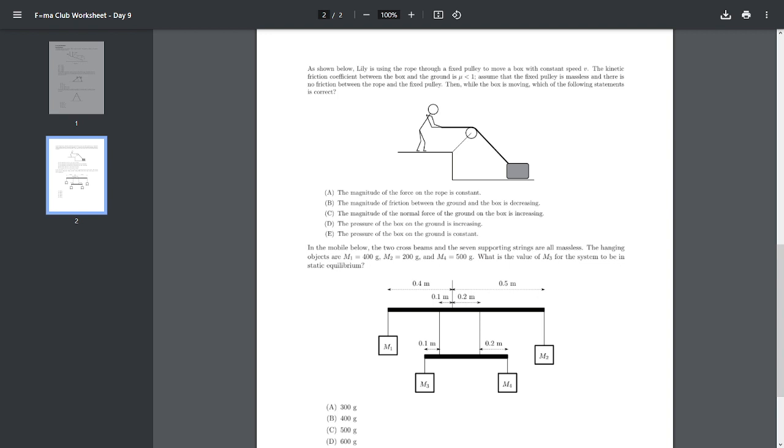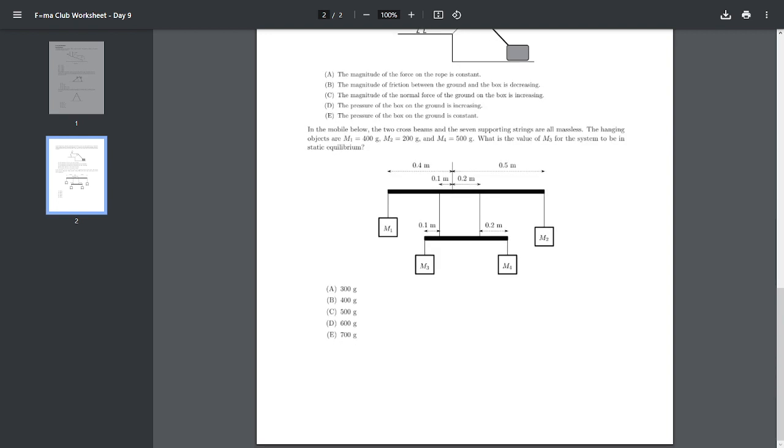Fourth and fifth, we know that pressure is going to be our force divided by our area. And since our force is decreasing, that means that our pressure is also going to be decreasing. And so that only leaves us B, which is that the magnitude of the friction between the ground and the box is going to be decreasing.